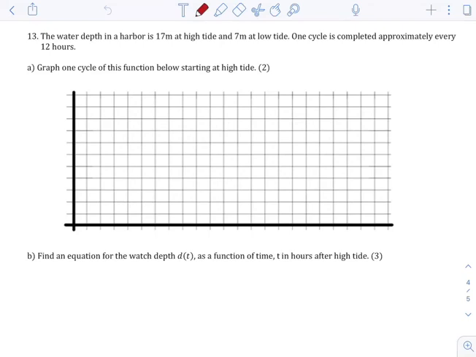So, if we had these go 2, 4, 6, 8, 10, 12, 14, 16, 18, 20, and 22, and I know that it's starting at high tide at 17, so that'll be right about here. And I know it goes down to low tide of 7. And I know that it has to complete one full cycle in 12 hours. So that means it'll be down at its minimum after 6 hours, because that's halfway.